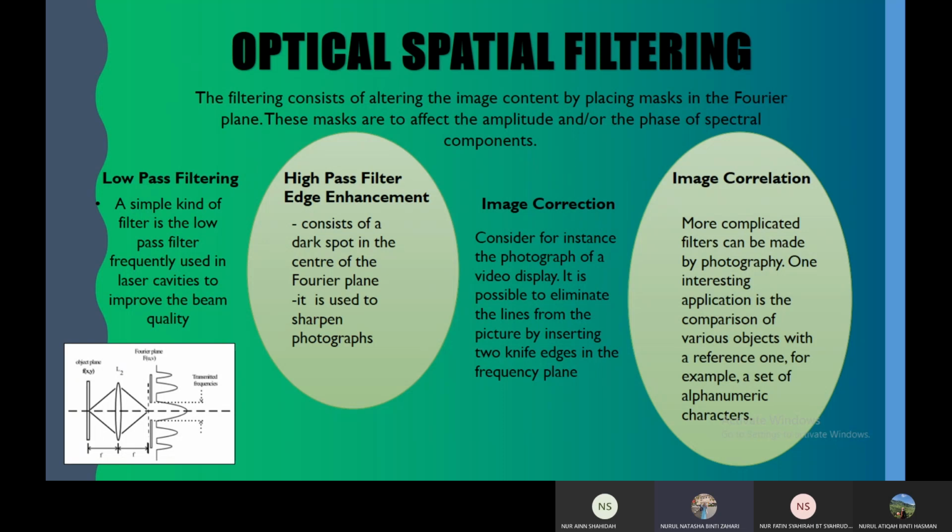And thirdly, the image correction. Consider, for instance, the photograph of a video display. It is possible to eliminate the lines from the picture by inserting two knife edges in the frequency plane. And lastly, the image correlation. These more complicated filters can be made by photography, but one interesting application is the comparison of various objects with a reference one, for example, a set of alphanumeric characters.